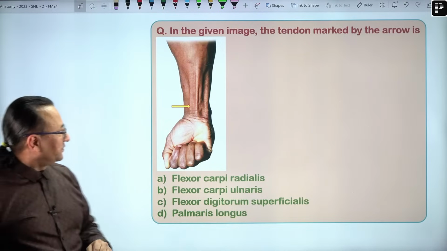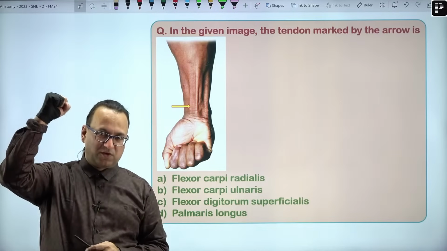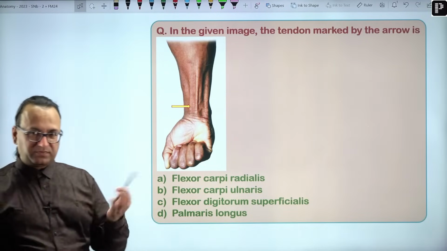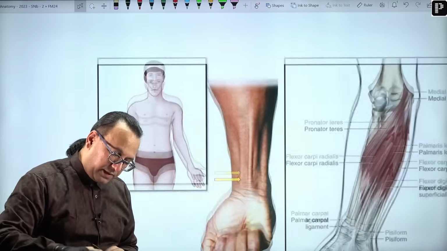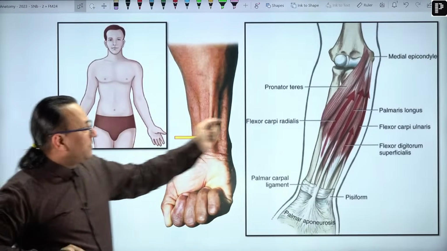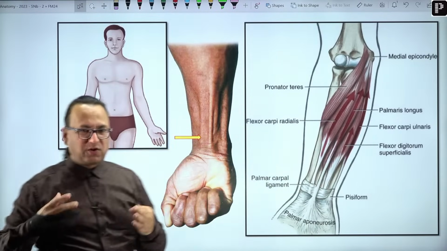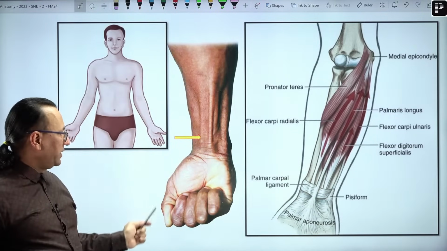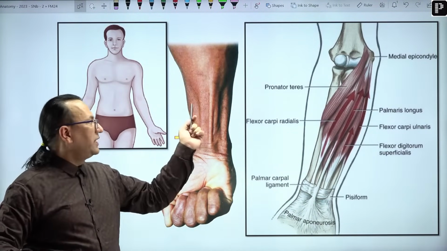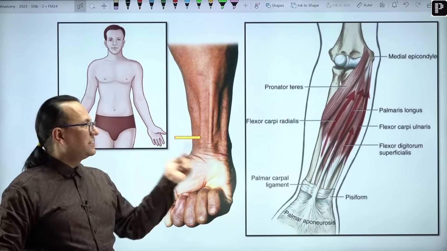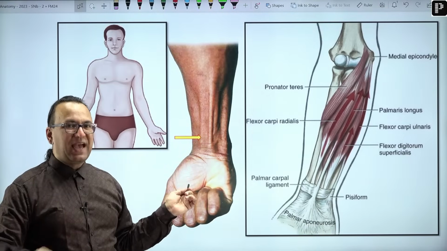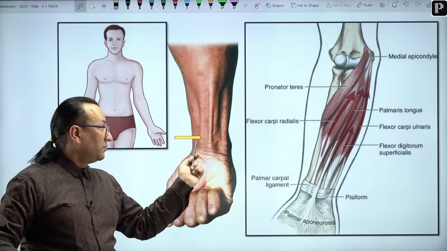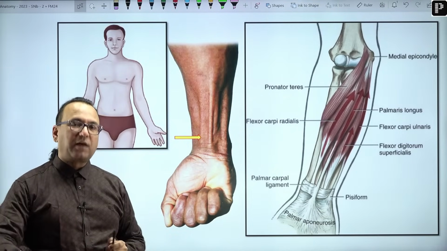So what do you think? You just have to ask the patient to make a tight grip, and some tendons will become prominent. There are five muscles in the anterior forearm. Towards the radius bone, the thumb side, all these are flexor muscles, so they flex the carpus, hence the name. Towards the thumb side, the radius, it is flexor carpi radialis.